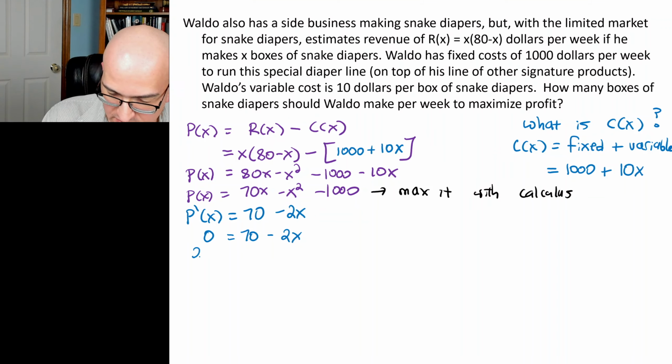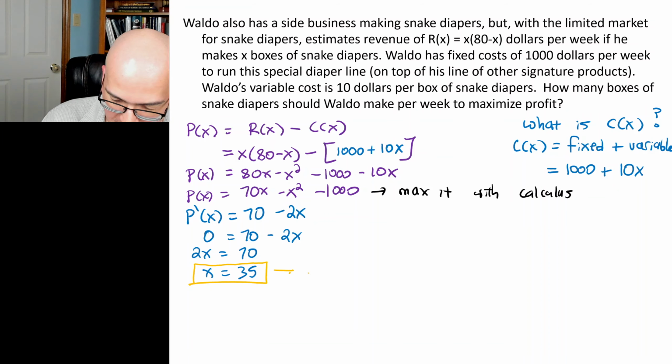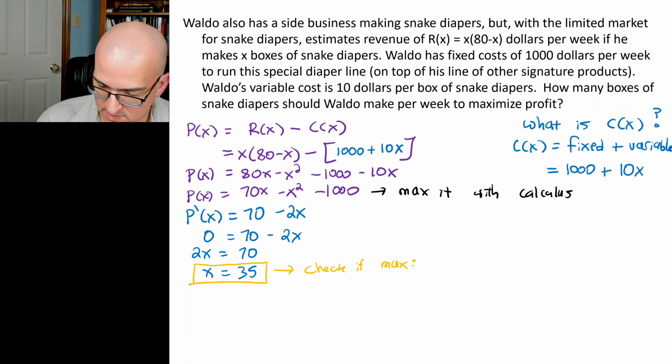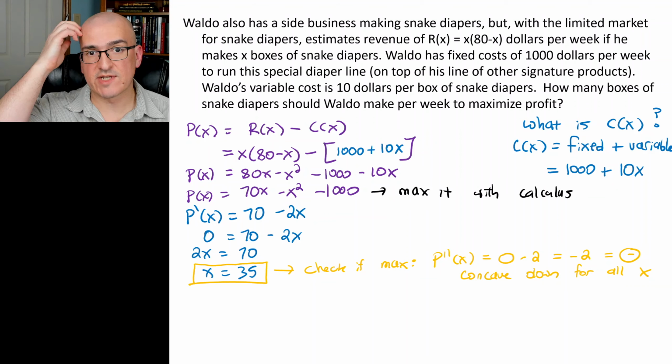Right, I'm going to add 2x to both sides, divide both sides by 2. I'm going to declare victory, but I'm going to check if it's a max. P double prime is equal to 0 minus 2, so negative 2, which is negative. So it's concave down for all x. It's a constant, the second derivative.